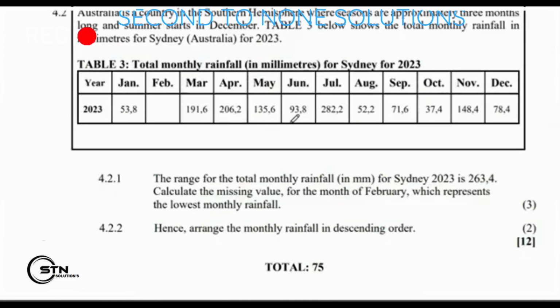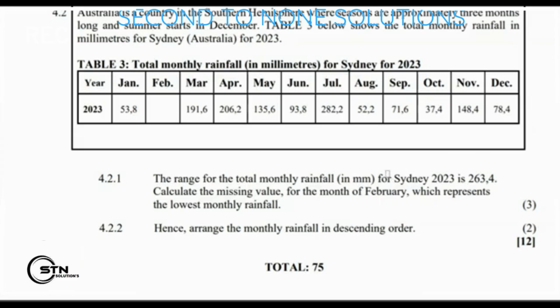4.2. Australia is a country in the southern hemisphere where seasons are approximately 3 months different and summer starts in December. Table 3 below shows the total monthly rainfall in millimeters for Sydney, which is found in Australia, for 2023. The range for the total monthly rainfall in millimeters for Sydney 2023 is 263.4. Calculate the missing value for the month of February, which represents the lowest monthly rainfall.